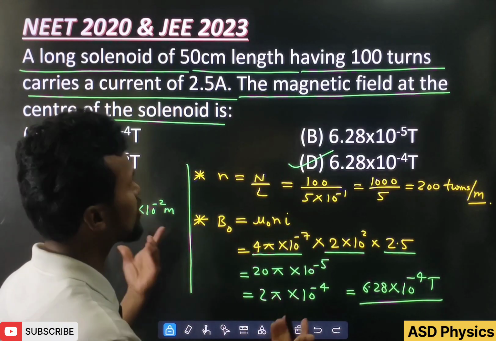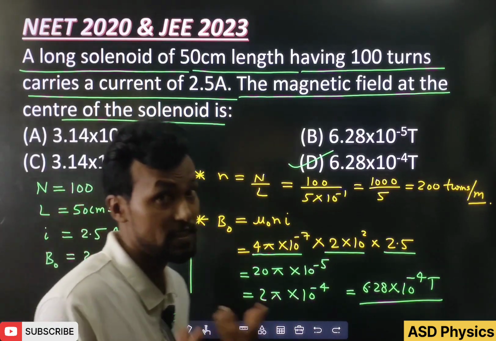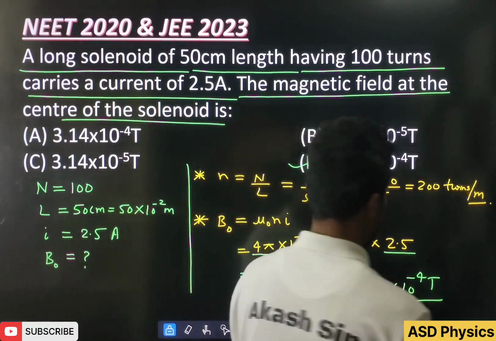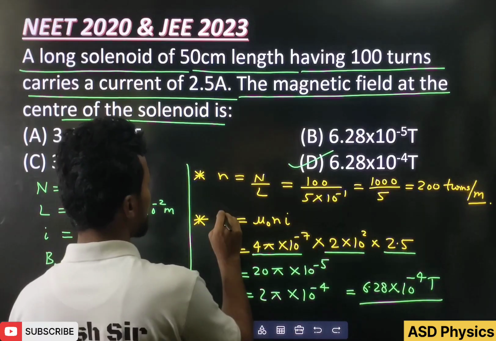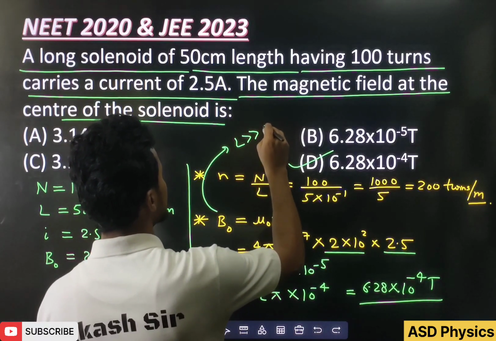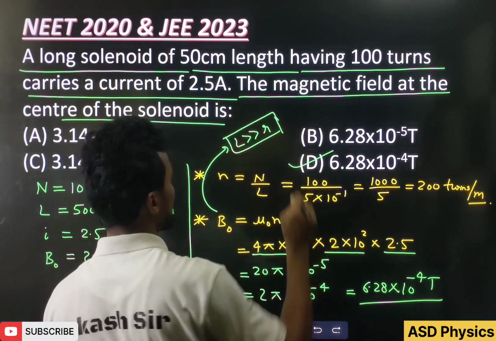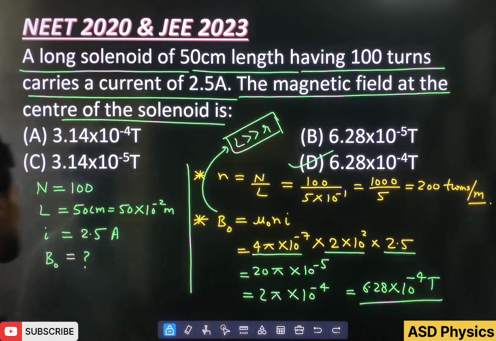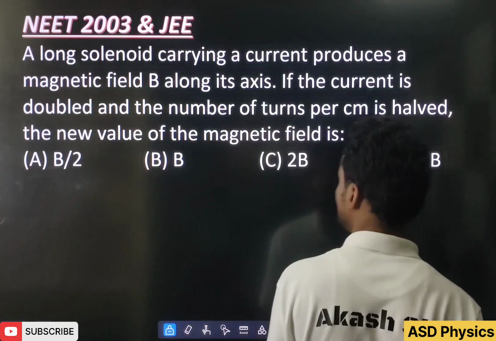The radius is not given, so for an infinite length solenoid, as I have told you, the field is independent of the radius. But this formula is valid when L is greater than R. Maybe 40 times, 50 times like that. At least it should be more than 10 times, then only we can say so.